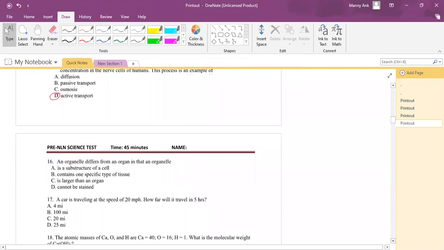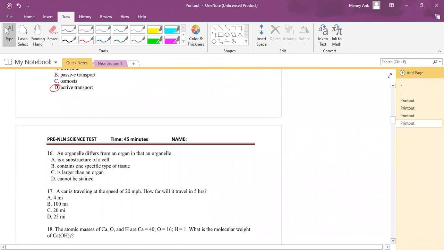Number 16, an organelle differs from an organ in that it is a substructure of the cell. Organelle, like mitochondrion, nucleus, lysosomes, and so on. They are substructures within the cell, of the cell. 17.